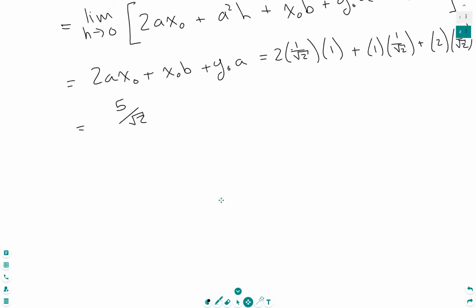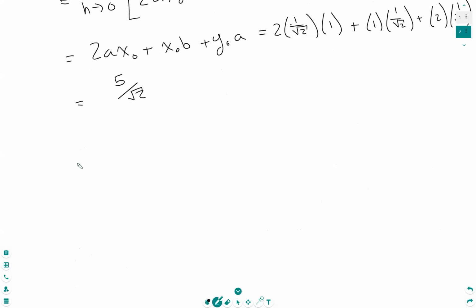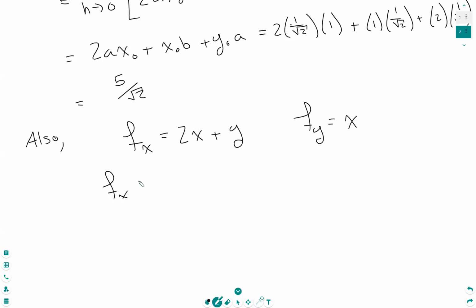Okay, so now let's do this using the partial derivatives. It's going to be way quicker. We need to calculate fx of our function, which is just 2x plus y. We need to calculate fy, which in this case is just x. We need to calculate our derivatives at the point 1, 2. We plug 1, 2 into our x derivative, we get 4. We plug 1, 2 into our y derivative, and we end up with just 1.